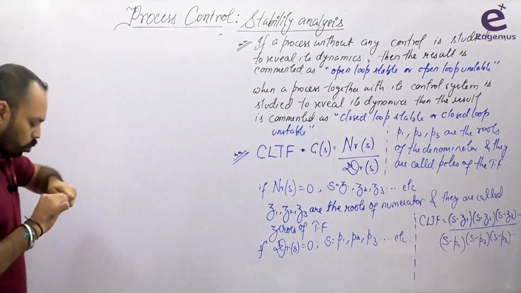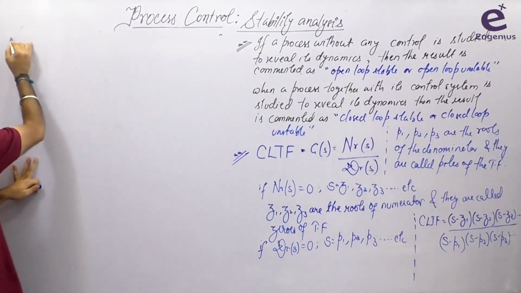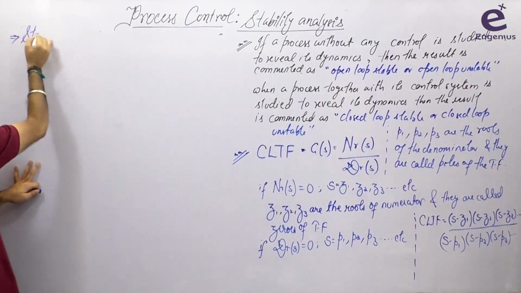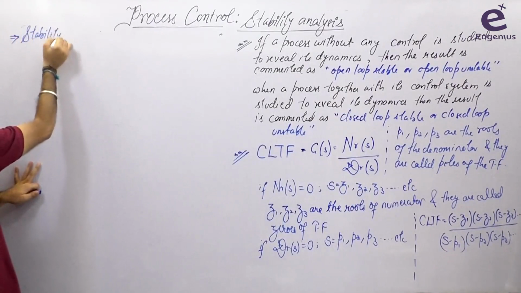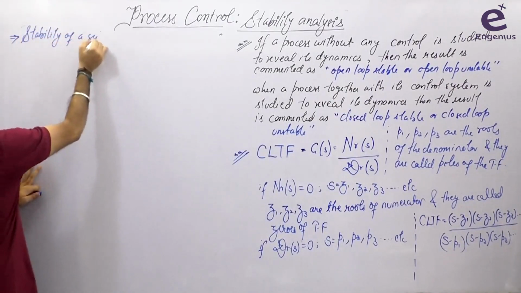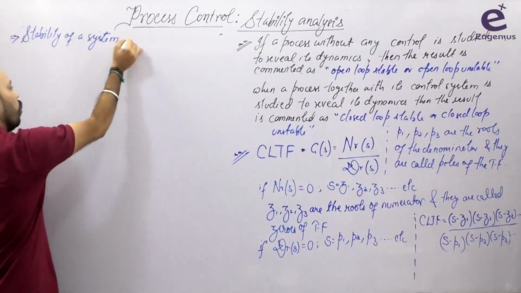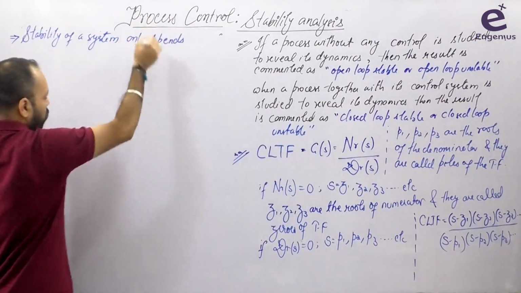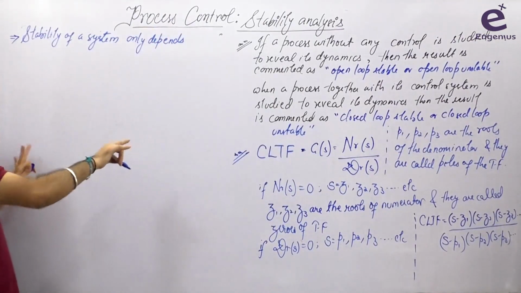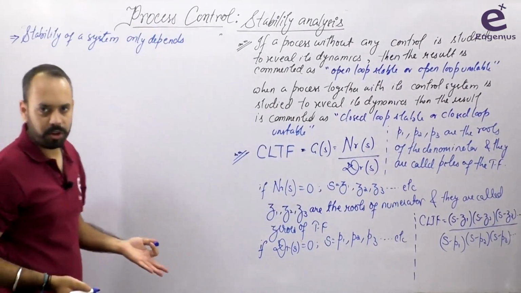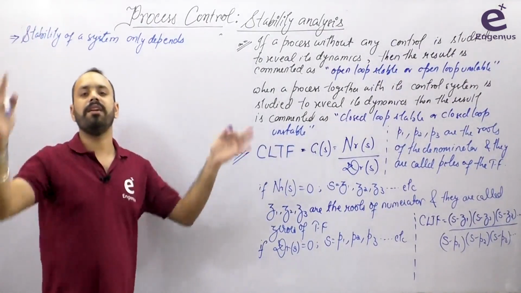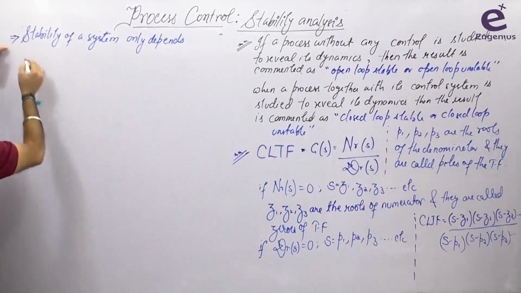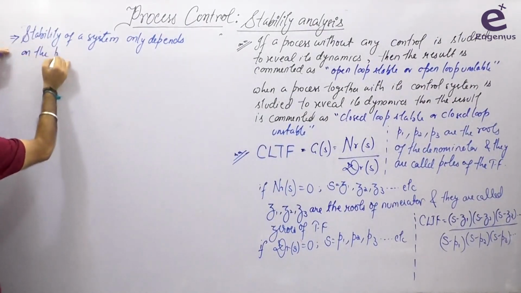Now the next conclusion is very, very important: the stability of a system only depends upon its poles and not zeros. System means the closed loop transfer function. What is the closed loop transfer function? The closed loop transfer function represents the entire controlled system. So the stability of a system only depends on the poles.